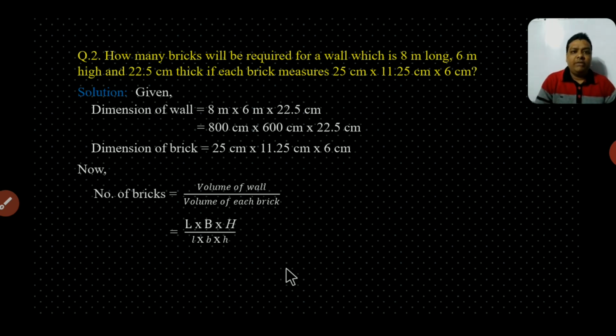Now let's put the value. So it will be 800 into 600 into 22.5 divided by 25 into 11.25 into 6. Now we have to divide it. Okay dear.